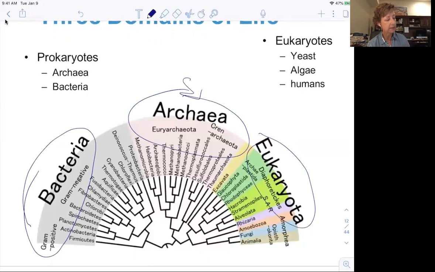And I always like to point this out on the tree of life. Who's our closest relative? If you're looking at all the animals, the next closest group is actually the fungi. So fungal organisms have many similarities to us. And that's something most people probably don't think about.